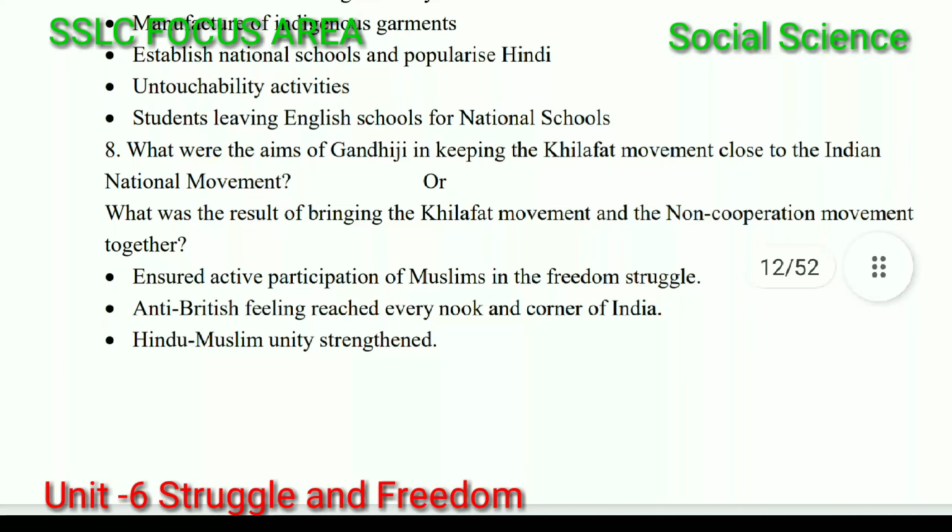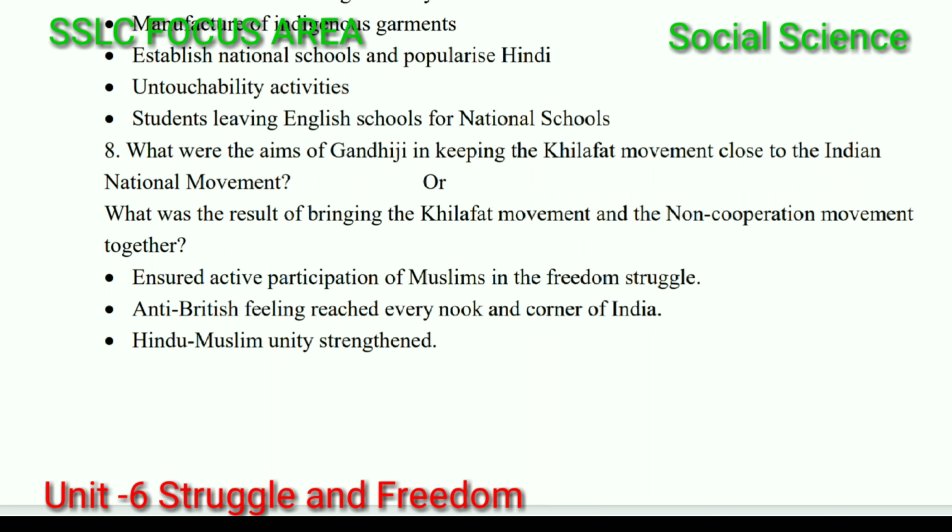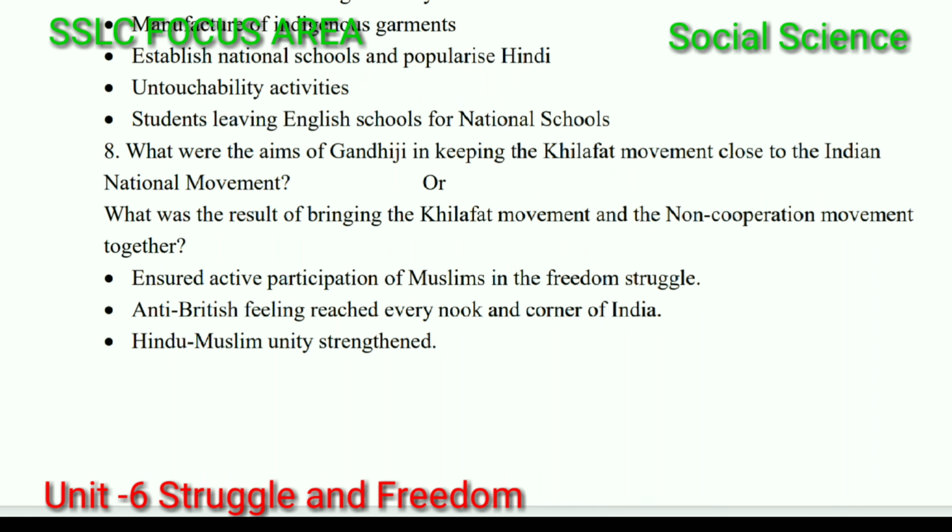What were the aims of Gandhiji in keeping the Khilafat movement close to the Indian national movement? Or what was the result of bringing the Khilafat movement and non-cooperation movement together? Ensured active participation of Muslims in the freedom struggle. Anti-British feeling reached every nook and corner of India. Hindu-Muslim unity strengthened.